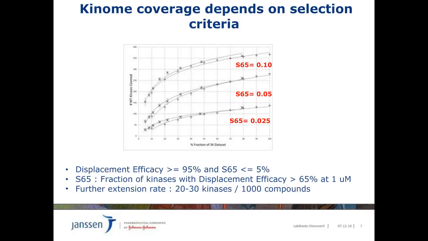Doing this, we observed three things. The coverage shows asymptotic dependence on the compound library size. The coverage is higher with less selective compounds. S65 equals 10% is the top curve. And for S65 equals 5%, one levels off around 275 kinases with the full 3,000 compound set. And further extension rate is around 20 to 30 kinases with 1,000 compounds.